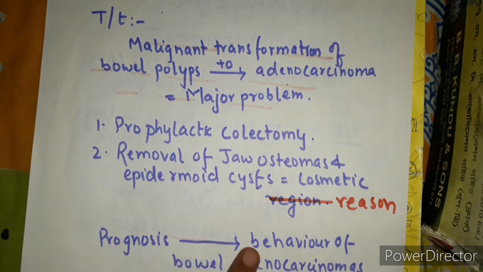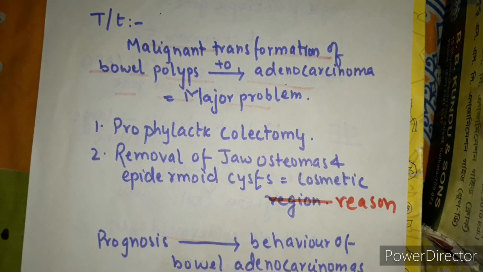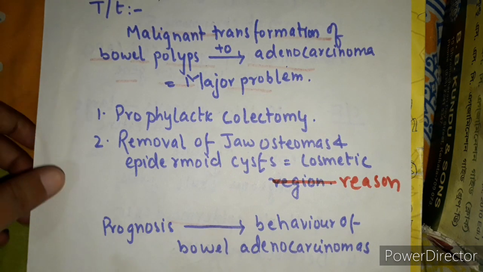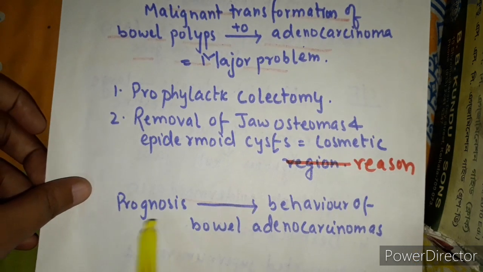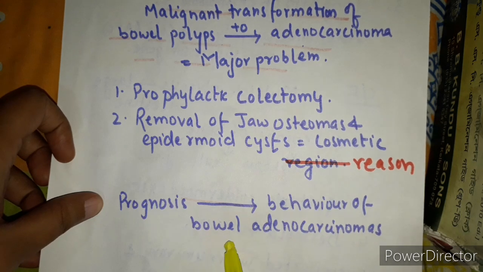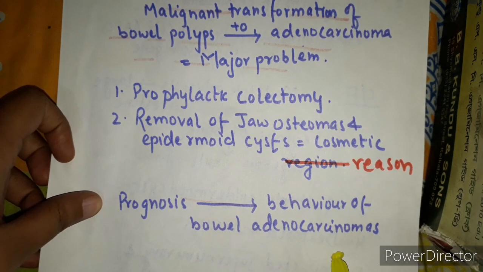So obviously, when a patient will have jaw tumors and epidermoid cysts, it will not look good. So removal of jaw tumors and epidermoid cysts has to be done. Now the long-term prognosis will depend upon the behavior of the bowel adenocarcinomas.